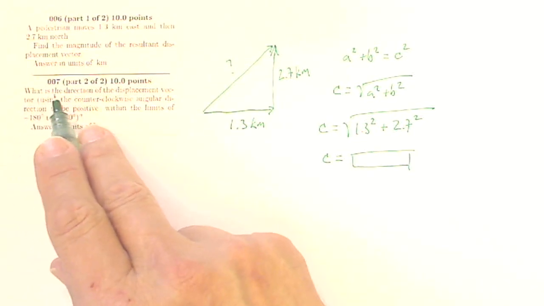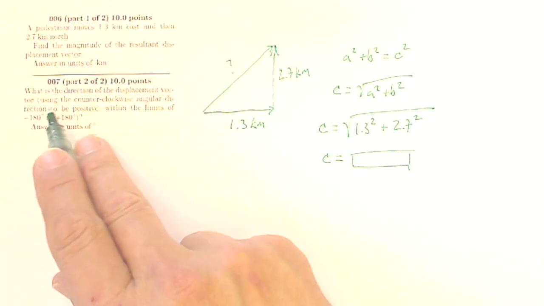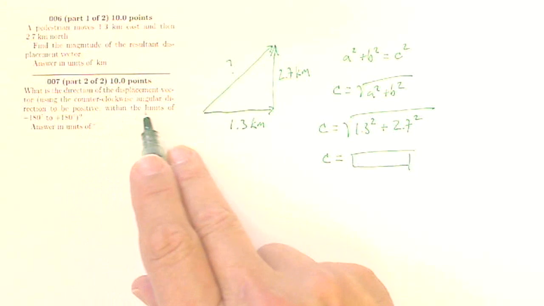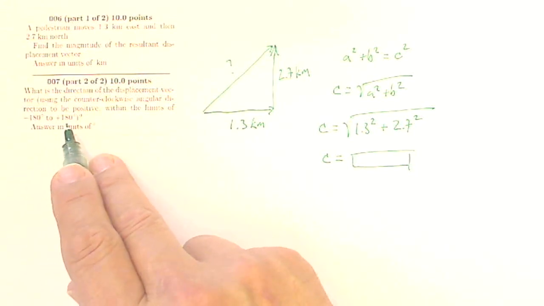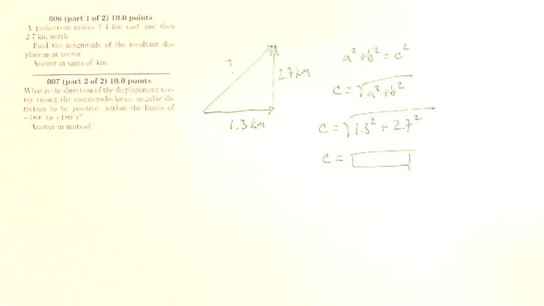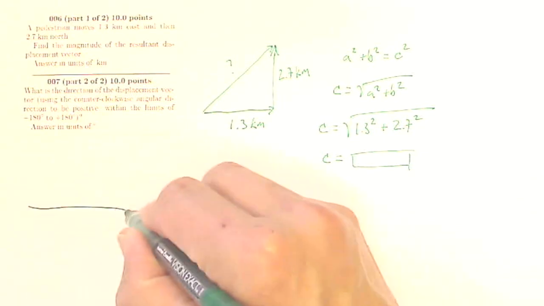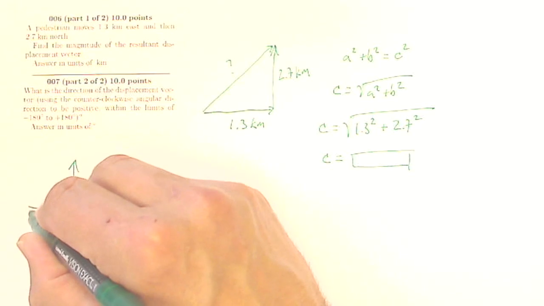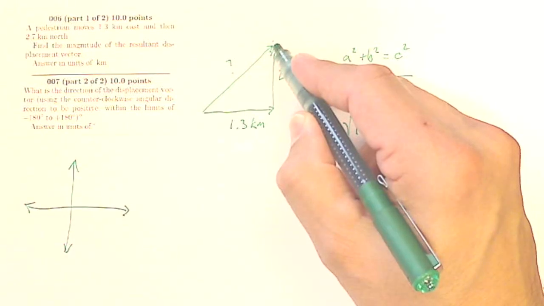Question number 7 says, what is the direction of the displacement vector using the counterclockwise angular direction to be positive within the limits of negative 180 to positive 180, answer in units of degrees? Well, that's a long way of saying that if I've got my x and y axis here, what I'm wondering is what direction this winds up to be.